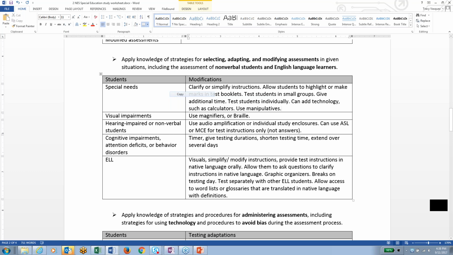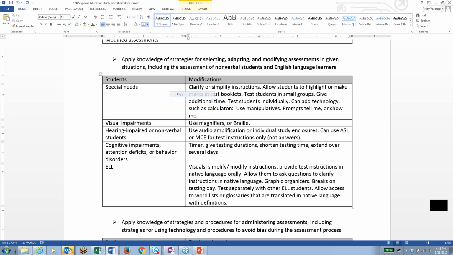As long as special needs, you can also use prompts such as tell me or show me to help them point to answers. And we can also allow them to use gestures or movements instead of speech or writing.